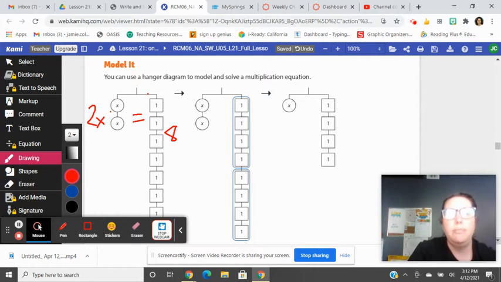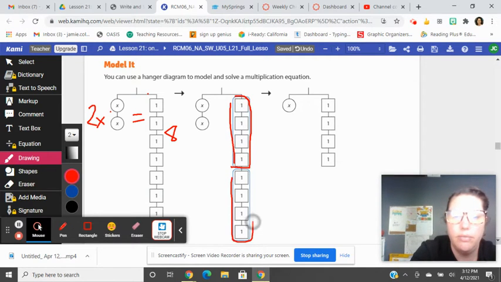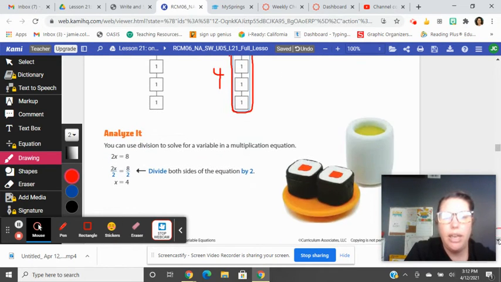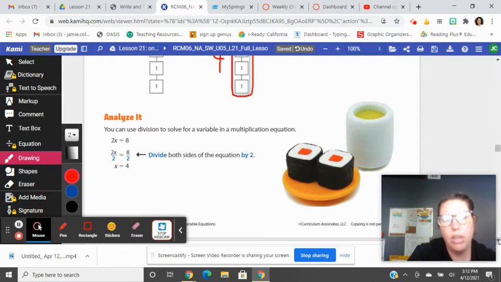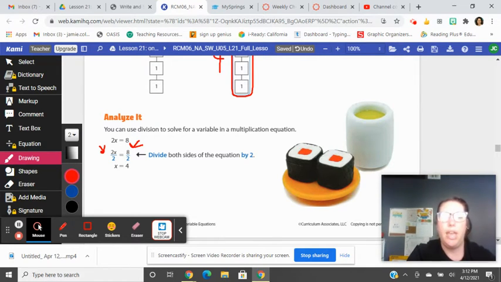Okay, so again, we're trying to figure out what x equals, and in this model here, they have split this up into 2 groups. How many are in each group, you guys? If you said 4, ding, ding, ding, you are correct. 4 is in each group, which means x equals 4. So that represents our hanger model. And then if we look down here for our analyze it, this is the same way that I did it. I used inverse operation right here, and we divide, and whatever we do to one side, we have to do to the other. And x equals 4.